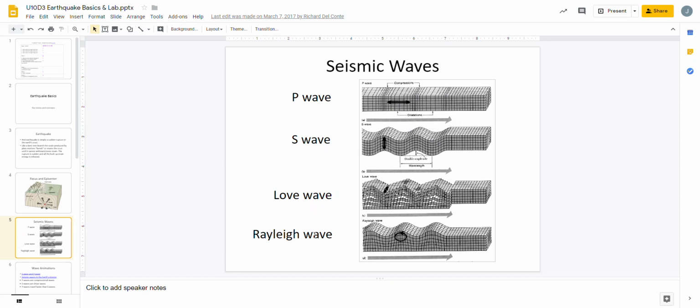And there's Love waves and Rayleigh waves. These are surface waves. They're not the same as body waves. Body waves can pass through the interior of the earth. Love waves and Rayleigh waves only travel on the surface, and they do all the damage. Fortunately, they don't travel very far. Otherwise, an earthquake would happen and the whole country would fall down.